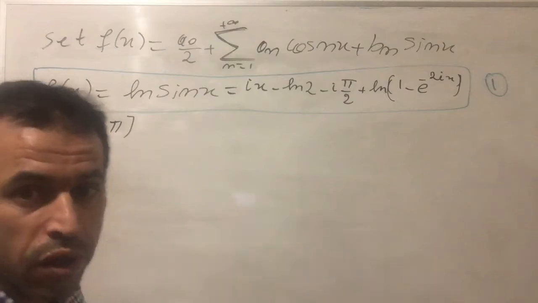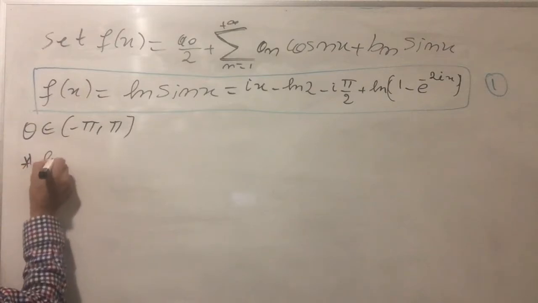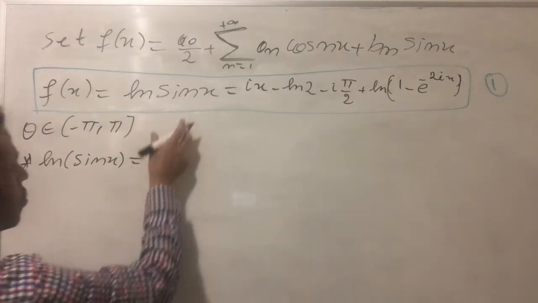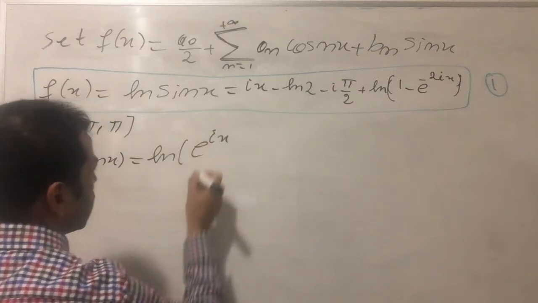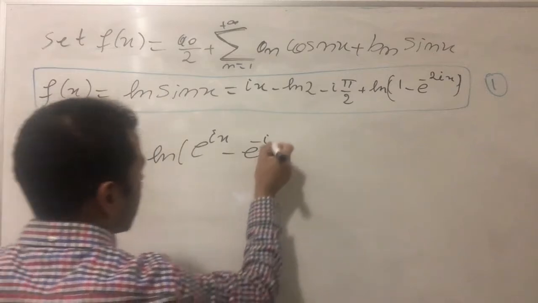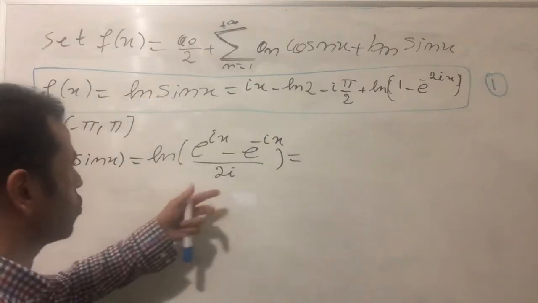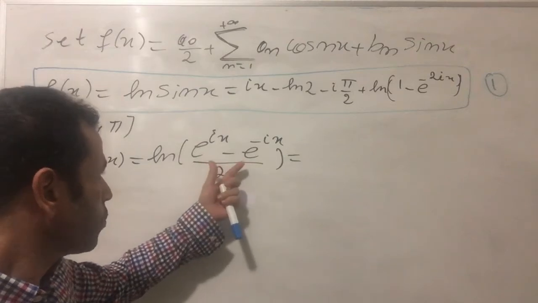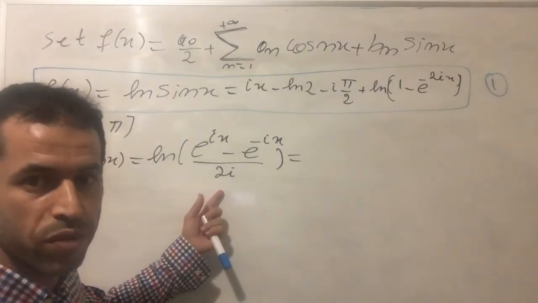I'm going to work on the second equation, okay? So the same equation, natural log of sine of x equals, I'm going to use the Euler formula, e to the ix as a complex number minus e to the minus ix over 2i. This one I'm going to factor out. What I'm going to do now, I'm going to switch these terms and put the minus sign in the denominator, okay?